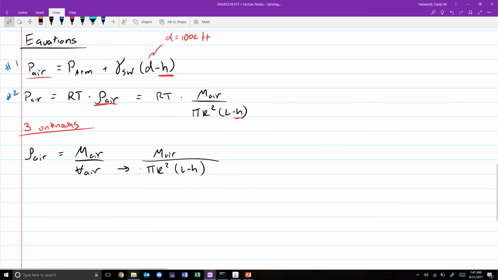So if we want to find h within the tank, the idea is we're going to plot both of these equations to plot the pressure as a function of h and find the point at which they intersect.